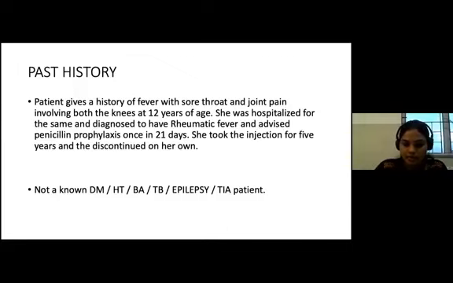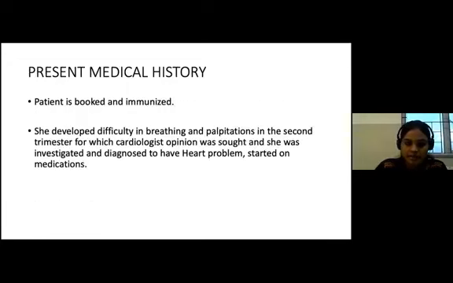And she is not a known diabetic, hypertensive, bronchial asthma, tuberculosis, epileptic, or no previous history of transient ischemic attack. Present medical history, she is booked and immunized. She developed difficulty in breathing and palpitation in the second trimester, for which cardiologist opinion was sought, and she was investigated and diagnosed to have heart problem, and she was started on medications.